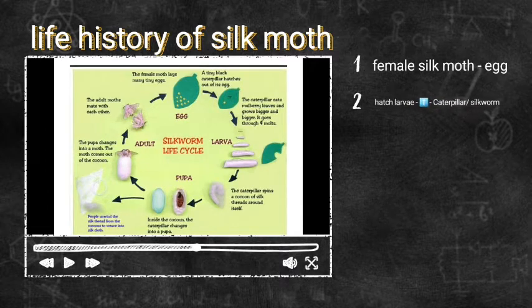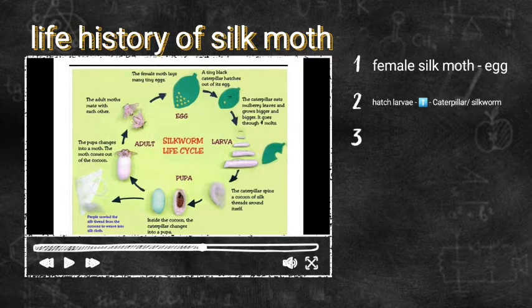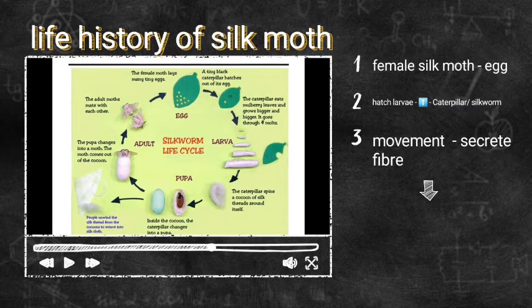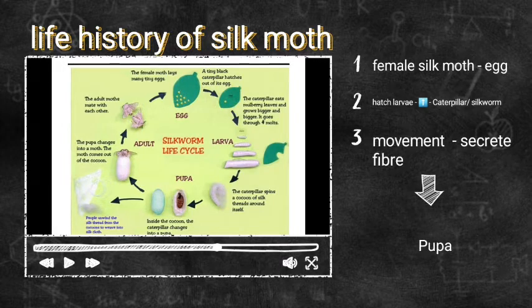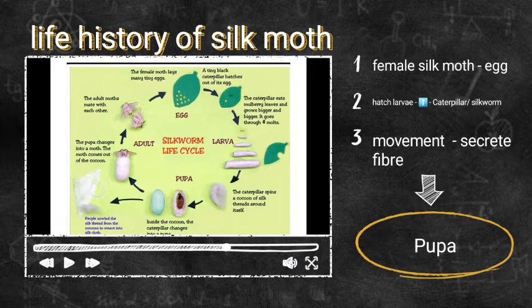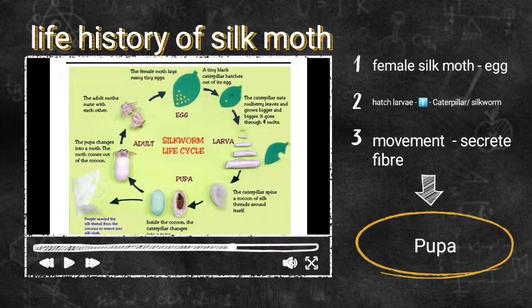Then it swings its head from side to side in the form of the figure of 8. During these movements of the head, the caterpillar secretes fiber made of a protein that hardens on exposure to air and becomes silk fiber. Soon the caterpillar completely covers itself with silk fibers and turns into a pupa. This covering is known as a cocoon. The further development of the pupa into moth continues inside the cocoon.